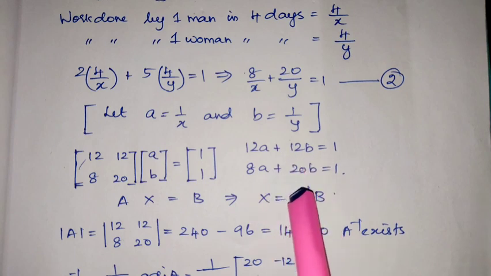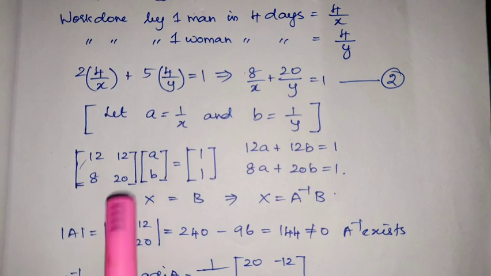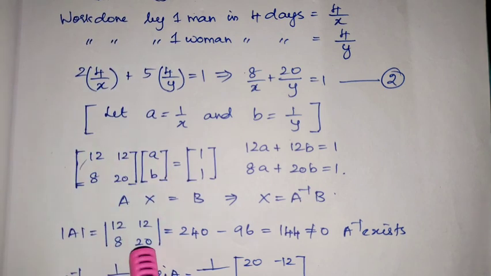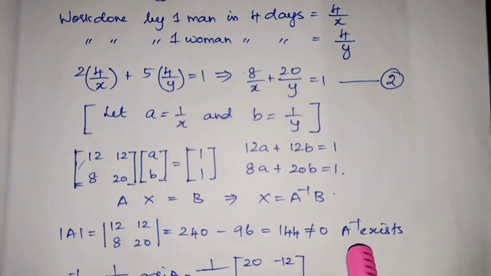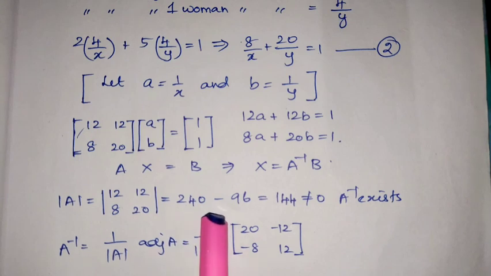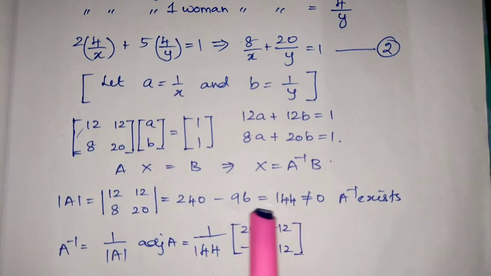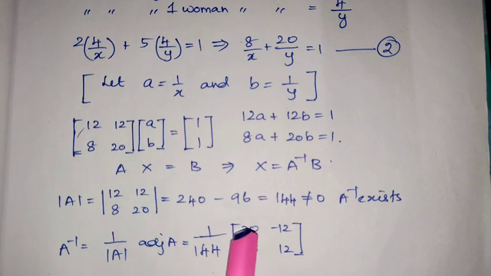So first we have to find A inverse. For that we have to find determinant A. So determinant A is the determinant of matrix A: 12 into 20 is 240 minus 8 into 12 is 96. Subtracting that, I have got 144, which is not equal to 0. So here also A inverse exists. A inverse is equal to 1 by determinant A into adjoint A, which is 1 by 144 into adjoint A. For adjoint A, interchange the two elements in the main diagonal, the 20 and 12.